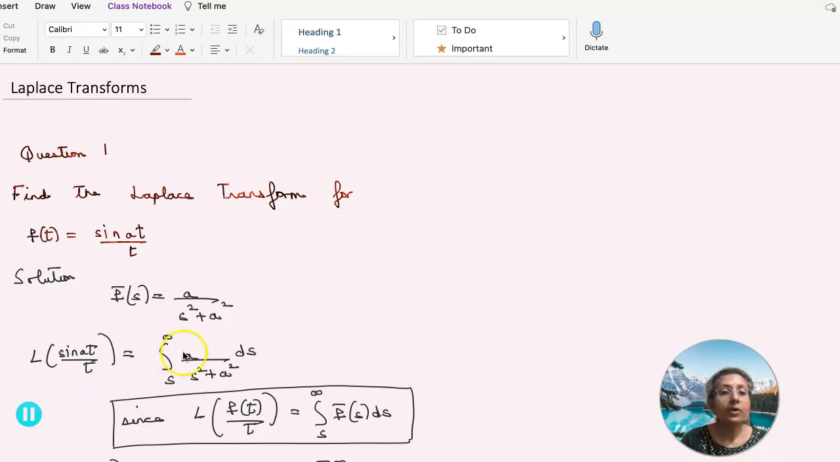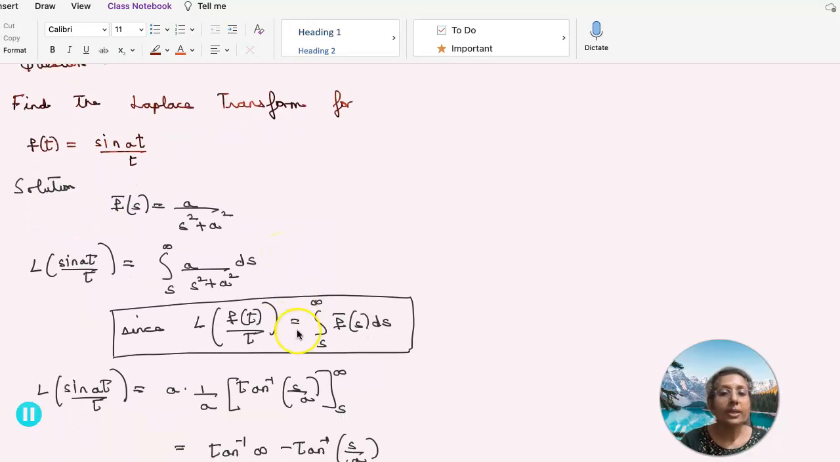So question 1, find the Laplace transform of f(t) equal to sin at by t. Now the Laplace transform is denoted by f bar s, and f bar s is a by s squared plus a squared for sin at. Now the Laplace transform of f(t) by t is the same as the integral from s to infinity of f bar s ds. So the Laplace transform of sin at by t will be the integral from s to infinity of a by s squared plus a squared ds.